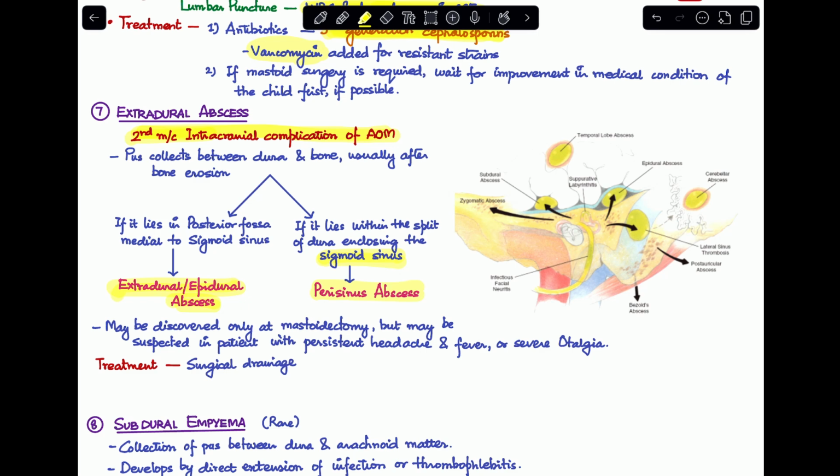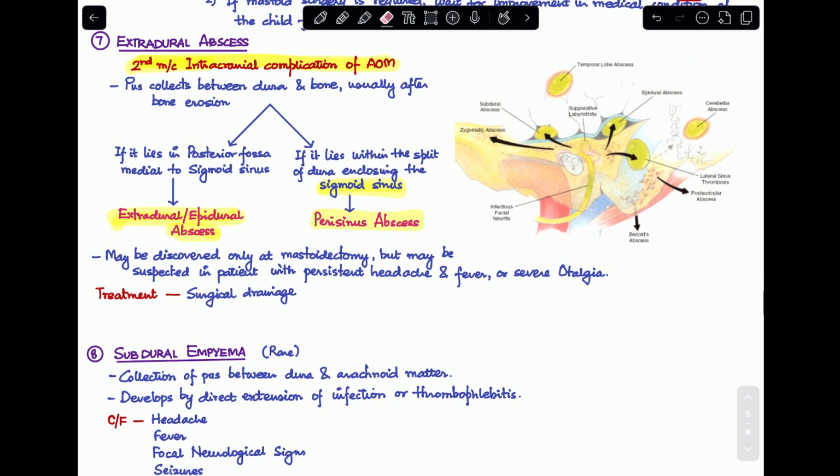Usually, the clinical features are the same as other intracranial complications, and treatment involves a surgical drainage. Next kind of abscess is the subdural empyema.